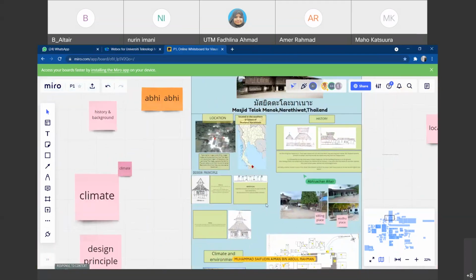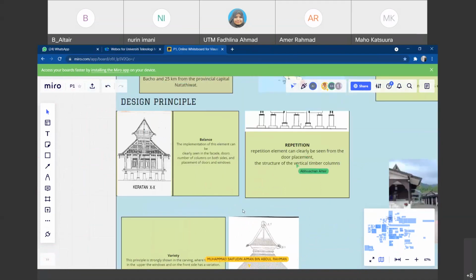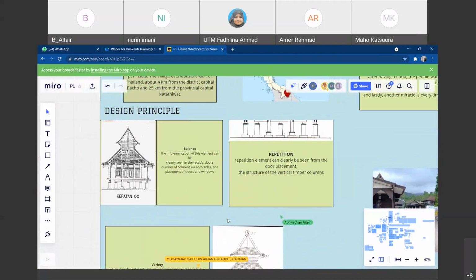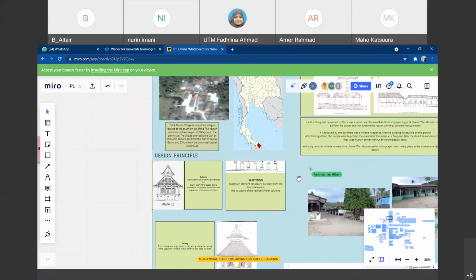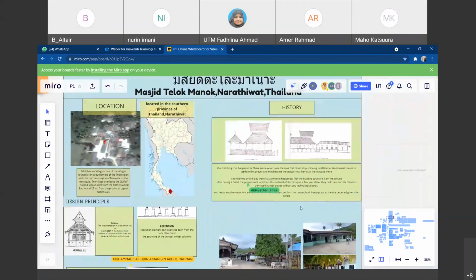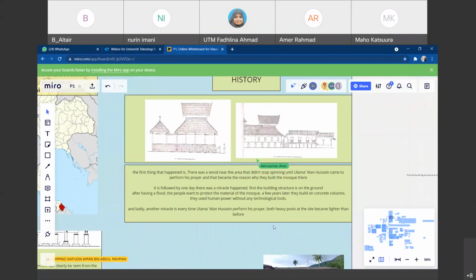Okay, going to the left, there is the design principle. So Abi, the one that you have told us before this. What is the title? The title, the one that you have mentioned about this one, history. Doctor, history.